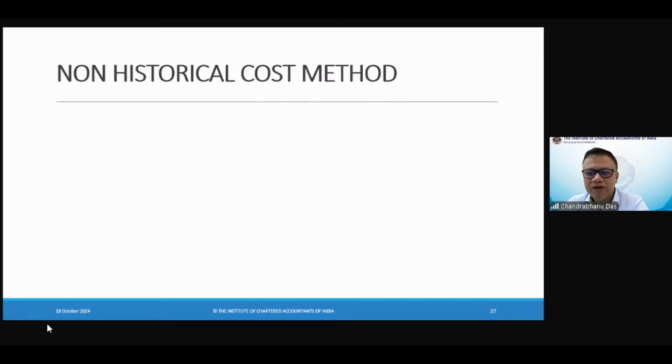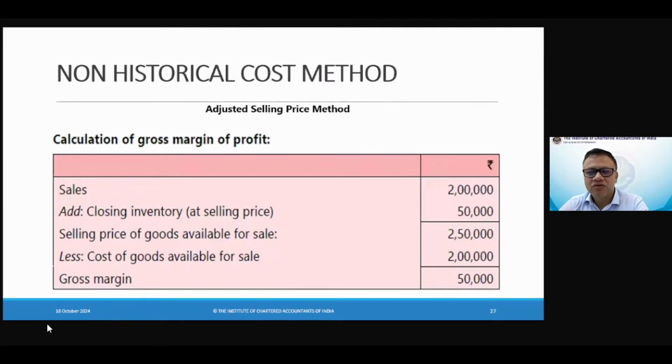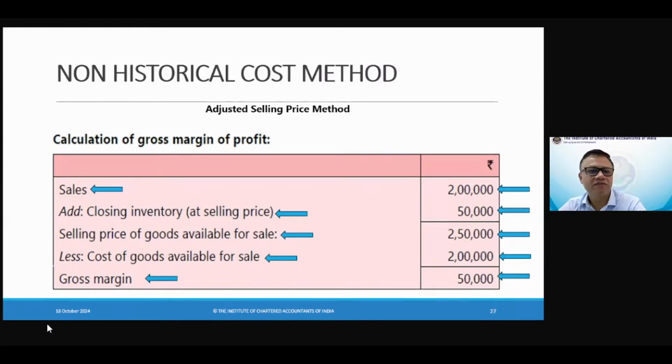So opening inventory is nil here. First, I have the sales with me. Then I have the closing inventory at selling price. I add 50,000. I get 2,50,000, which is the selling price of goods available for sale. Out of that, the cost of goods which are available for sale is 2 lakhs. That's the cost of purchases. Okay, that's the cost of goods which are available for sale. So my gross margin is 50,000. If there is any doubt here, you can ask me.